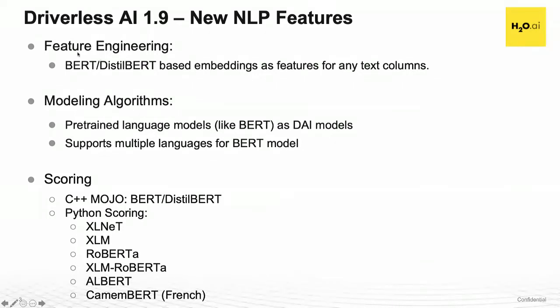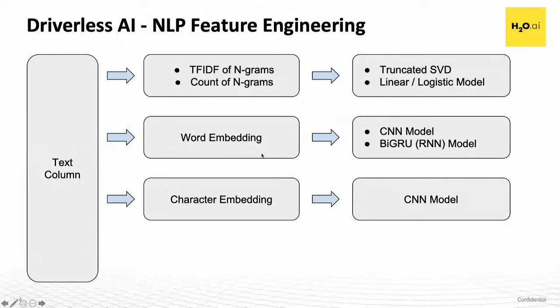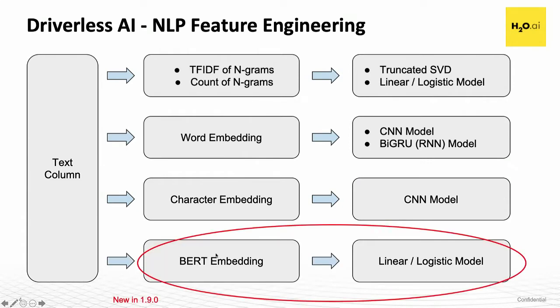So let's take a look at the first thing, the feature engineering. If you look at what we had prior to the 1.9 release, we could take text columns and use either TF-IDF or word or character level embeddings and generate features based on either RNN-based models or CNN models. And starting 1.9, we can now use BERT and DistilBERT-based models to generate embeddings, and these embeddings can then be used downstream for any model.